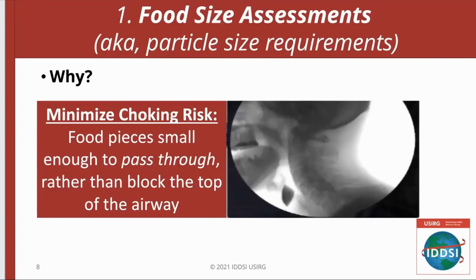The first food characteristic that we will discuss is size. This is so important for patient safety to reduce the risk of choking. The photo that you see here is of an X-ray swallow study where a chunk of bread is lodged in the voice box, which is at the top of the airway. They will choke on bread if they cannot cough it out. IDDSI measures bite sizes that fall through the top of the airway rather than blocking it completely like this.